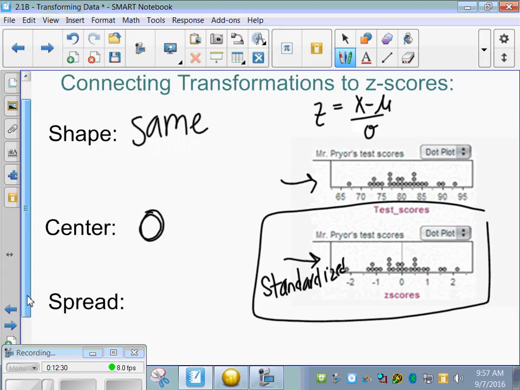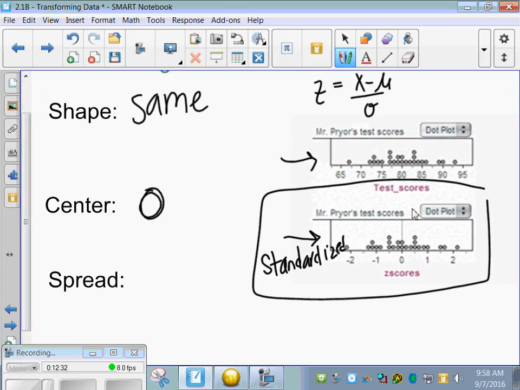And for your spread, our spread before was 6.07. I don't know if you remember that. We found the standard deviation, it was 6.07 yesterday. When you standardize it, your spread is always going to be 1. Each standardized standard deviation is 1. So our center is our new mean, and our spread, our standard deviation, always becomes 1. Whenever you standardize, it's just going to put it on a nice scale.